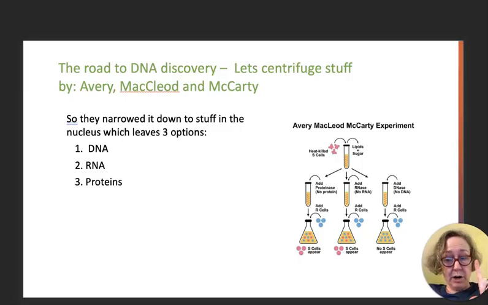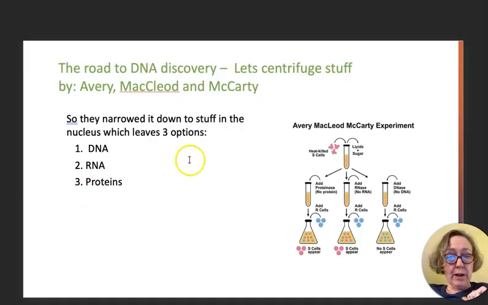So now we go to Avery, McLeod, and McCarty, and they have narrowed it down at this point. It has to be RNA, DNA, or proteins. One of those three things. Everyone is on team protein. Completely honest. Proteins, they're complicated. There's a bunch of parts to them. It actually makes sense. RNA and DNA, that's insane. There's 4 letters. Like the entire alphabet of the living world is made from 4 letters. That's crazy. No one believed it.